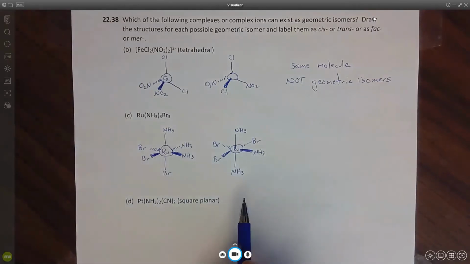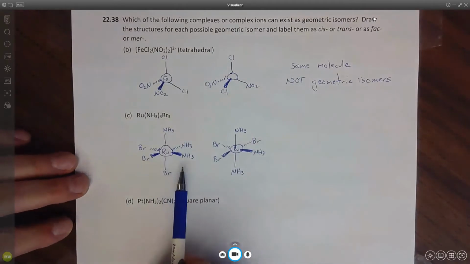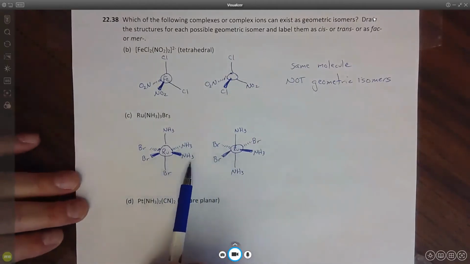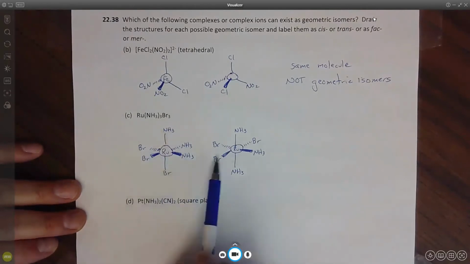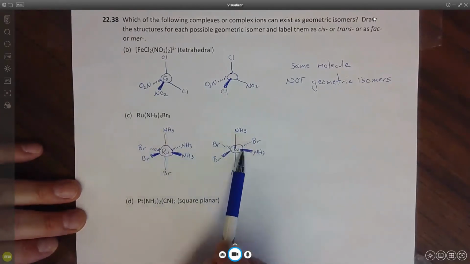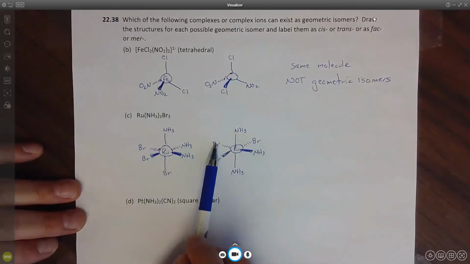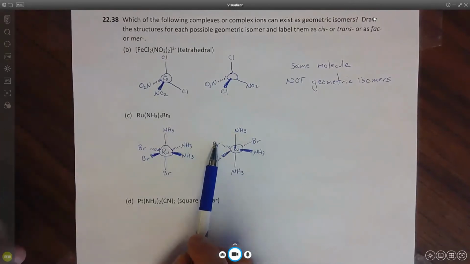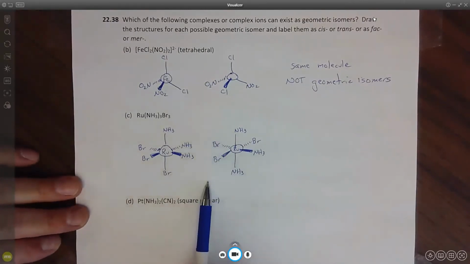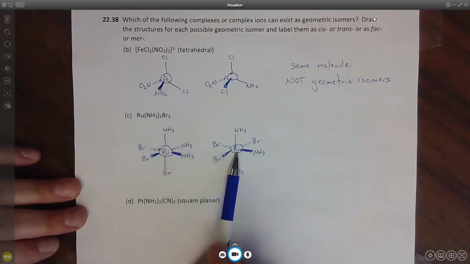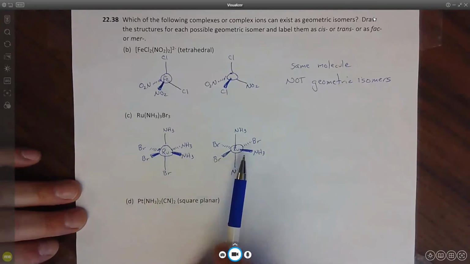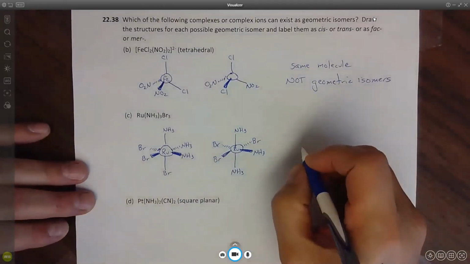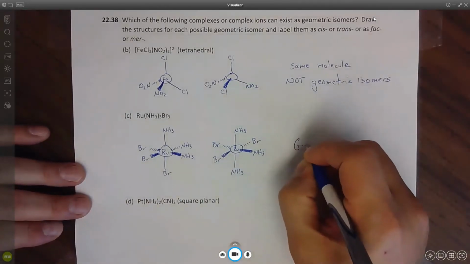Now, again, these are geometric isomers because in both of these cases, we've seen that all the connections are the same. The ruthenium is bound to the nitrogens on the ammonia and the bromines. Again, they're bound to the nitrogens on the ammonia and the bromines. So these are definitely stereoisomers. Now, they're not mirror images of one another. So therefore, they are not going to be optical isomers, but they are going to be geometric isomers.